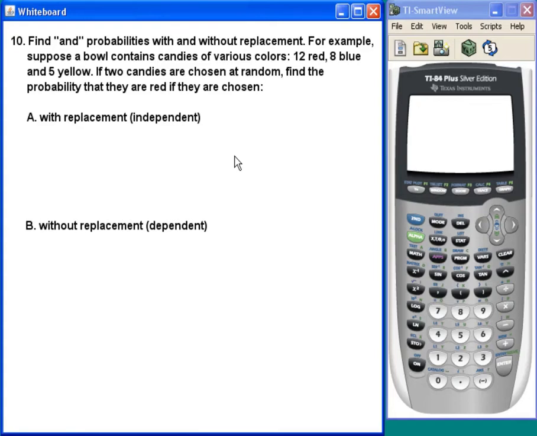Find AND probabilities with and without replacement. For example, suppose a bowl contains candies of various colors, 12 red, 8 blue, and 5 yellow. If 2 candies are chosen at random, find the probability that they are red if they are chosen A without replacement and A with replacement and B without replacement.